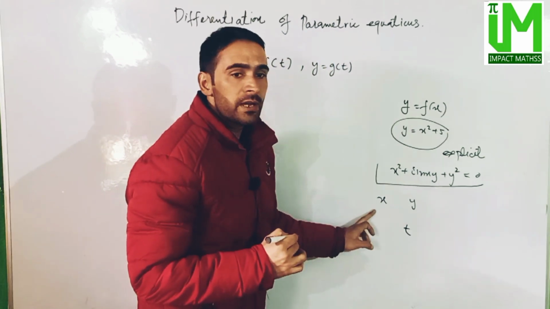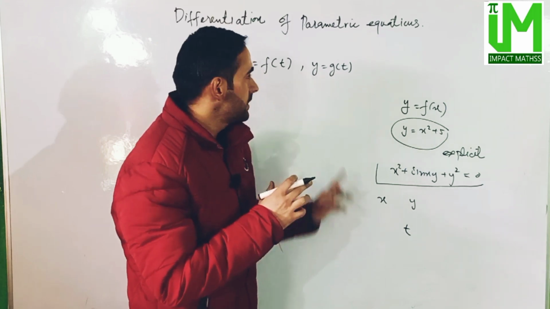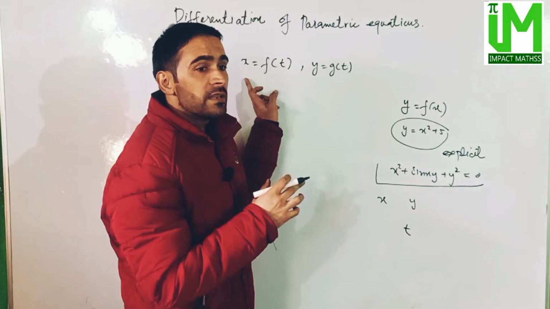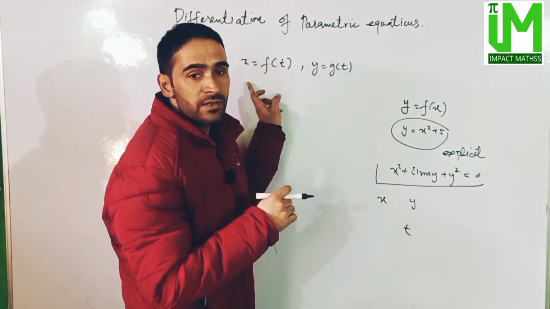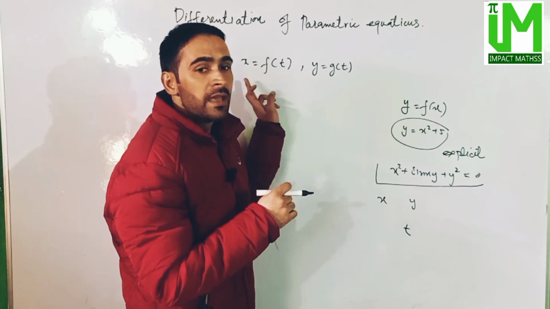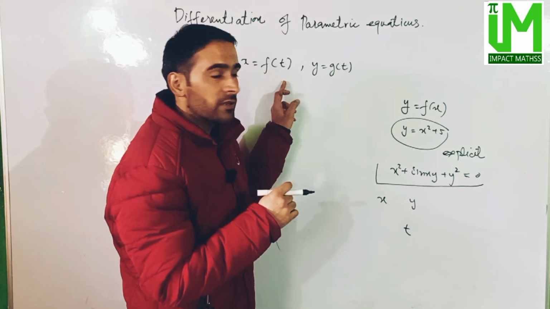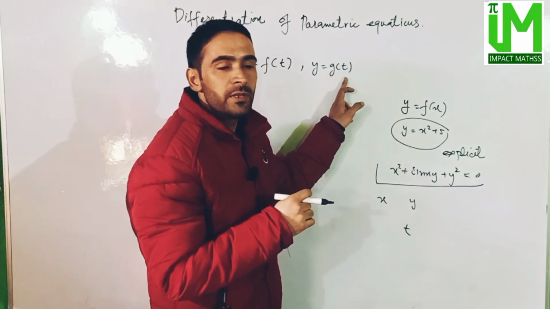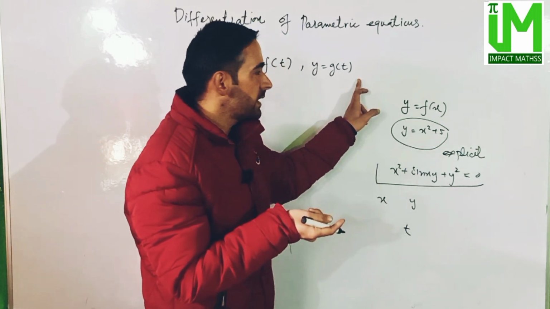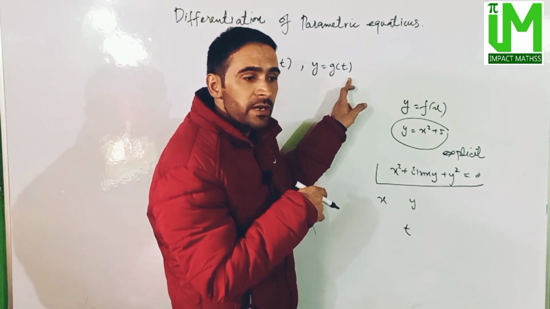Now if we have three variables x, y and t connected by the relation x is equal to f of t, what does this mean? x is a function of t. So x will be the dependent variable and t will be the independent variable. And y is equal to g of t means y is a function of t, another function of t, wherein y is the dependent variable and t is the independent variable.